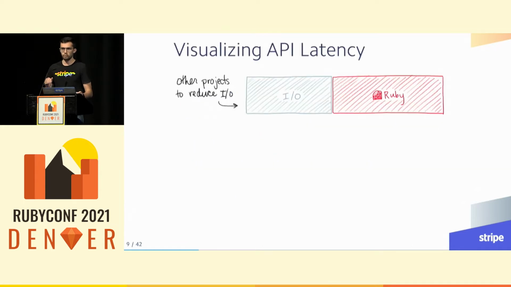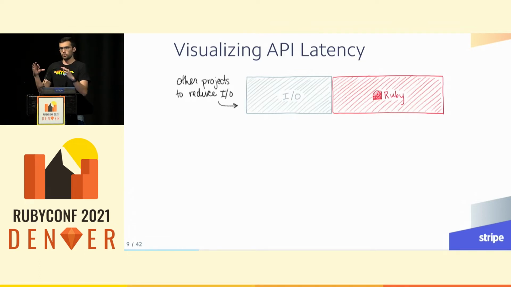So when we zoom in on where the API spends its time, we see that it breaks down into two components. There's the I/O component, where it's time spent waiting for the database to come back, or time spent waiting for some partner API to come back, like waiting for a bank to respond to you, or something like that.